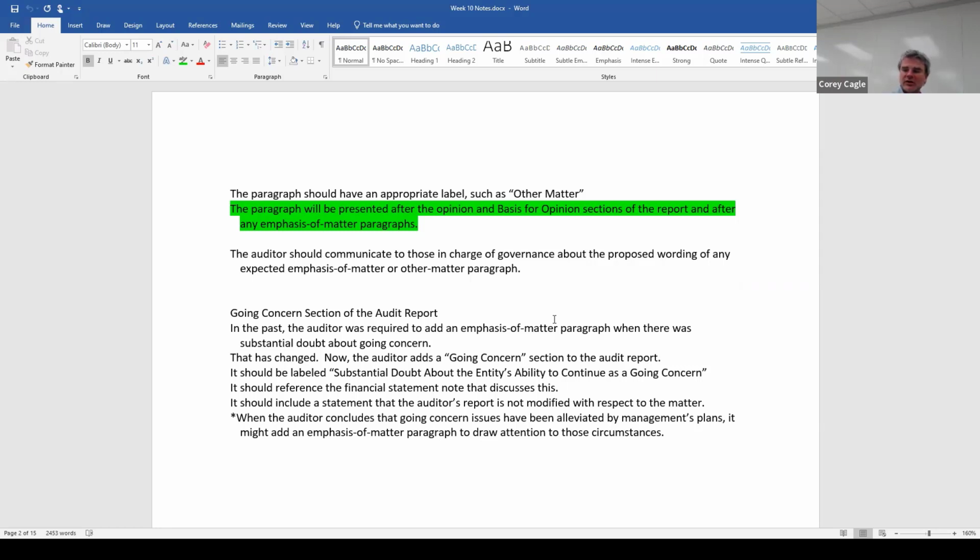We would state that we have not modified our opinion, and then this is just a little tidbit off to the side, but going concern issues might be resolved. Management might have plans in place that resolve the issue. You might add an emphasis of matter paragraph in that case to kind of draw attention to it. So again, emphasis of matter, because this is an item already in the financial statements. So we refer to that with an emphasis of matter paragraph.